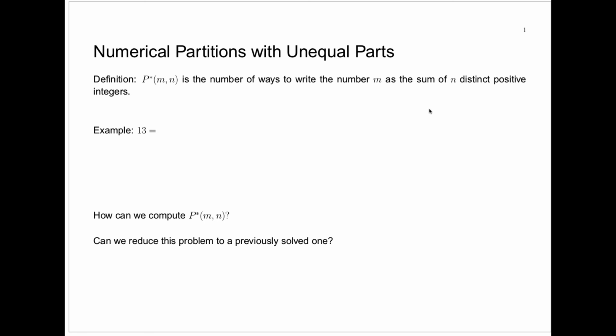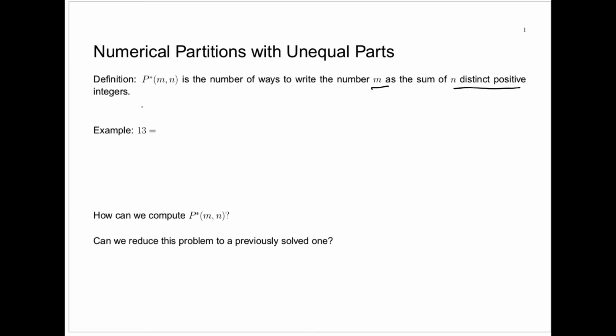In today's lecture, we're just going to talk about one last problem to finish up Chapter D. We're going to talk about numerical partitions into unequal parts. Here's our main definition. We're going to define this new quantity, which we'll call P star of m and n. That will be the number of ways to write the number m as a sum of n distinct positive integers.